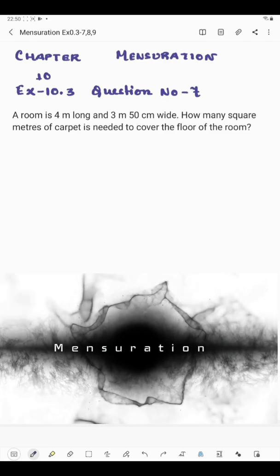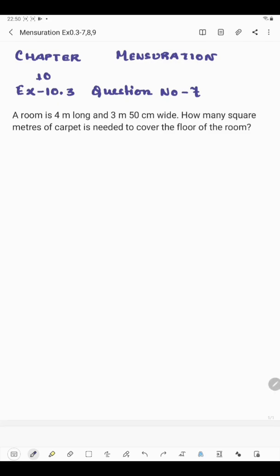Students, now I'm going to start question number 7 of exercise 10.3. Question number 7 says a room is 4 meter long and 3 meter 50 centimeter wide. How many square meters of carpet is needed to cover the floor of the room? Suppose this is the floor of the room, which is 4 meter long and 3 meter 50 centimeter wide.